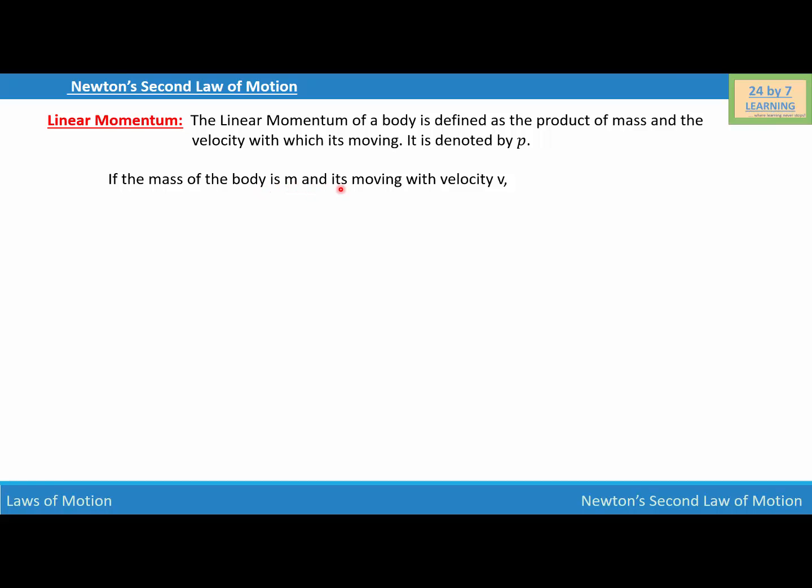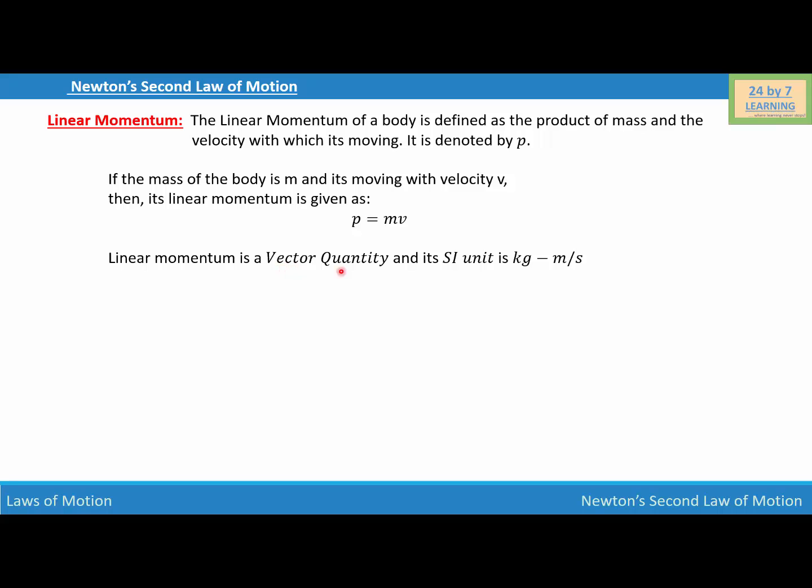The linear momentum of a body is defined as the product of mass and the velocity with which it's moving. It is denoted by P. If we consider a body of mass m moving with velocity v, then the linear momentum is given as P = m times v, where P is the linear momentum, m is the mass of the body, and v is the velocity of the body. Linear momentum is a vector quantity and its SI unit is kilogram meter per second.